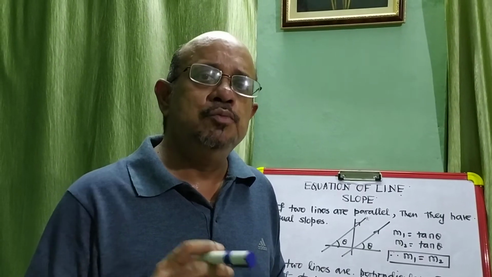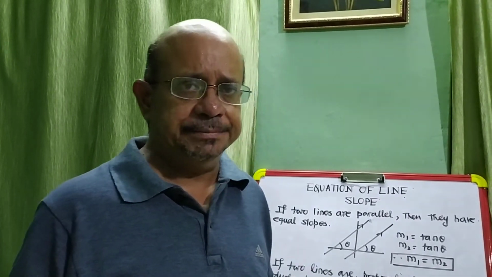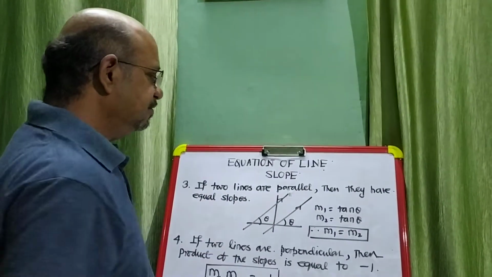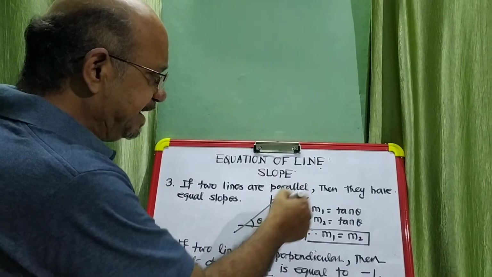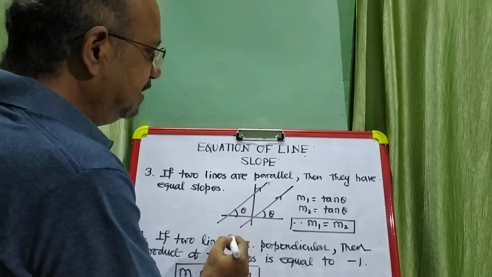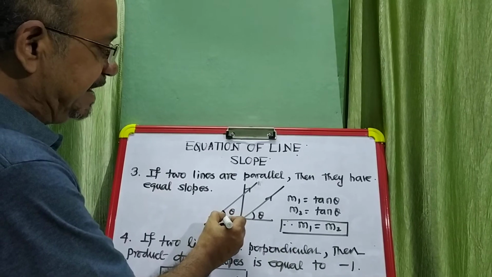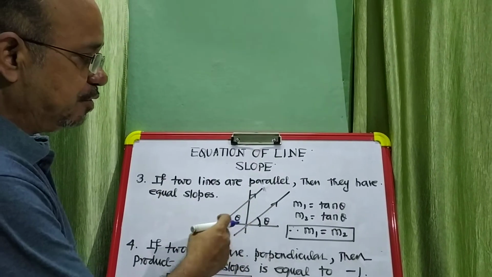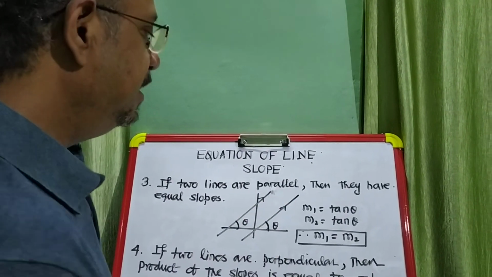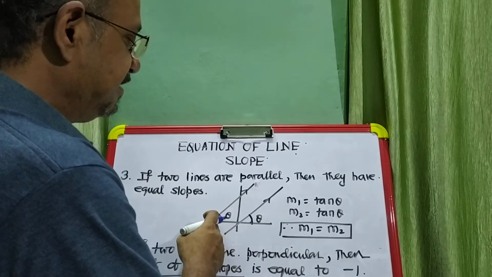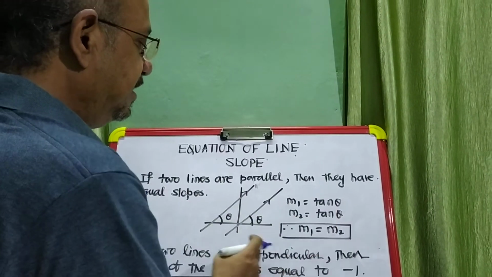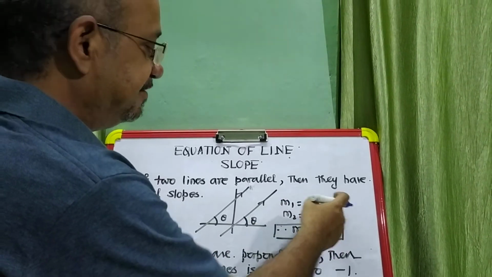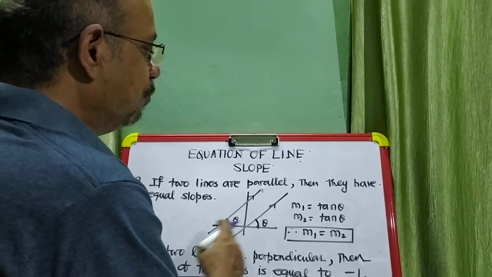Let us look at 2 more methods of finding the slope of a line. Here is method 3. If 2 lines are parallel, then they have equal slopes. Have a look at this diagram here. I have drawn 2 parallel lines here, and the inclination of this line is theta. Naturally, inclination of this line also will be theta, since the corresponding angles are equal if the lines are parallel. So if we say m1 is the slope of this line, then m1 is equal to tan theta. And slope of this line is also m2, which is equal to tan theta. If theta is same for both the lines, then m1 is equal to m2.